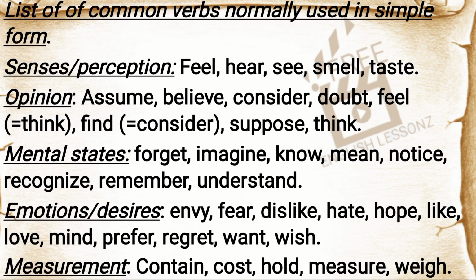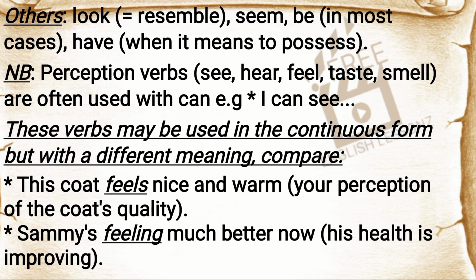Measurement: contain, cost, hold, measure, weigh. Others: look (equals resemble), seem, be in most cases, have when it means to possess. NB: perception verbs see, hear, feel, taste, smell are often used with can. Example: I can see. These verbs may be used in the continuous form but with a different meaning.